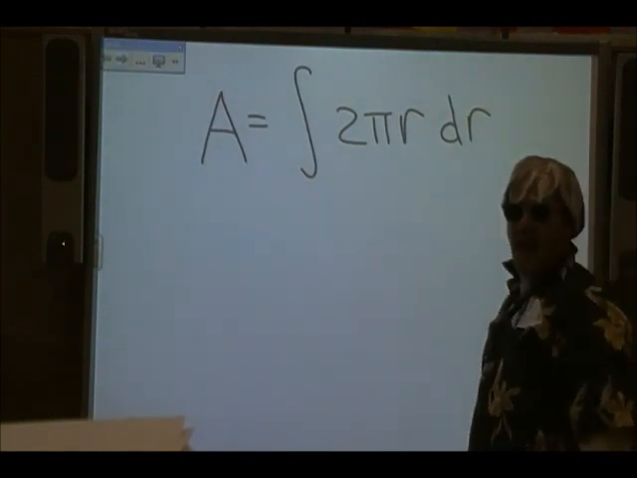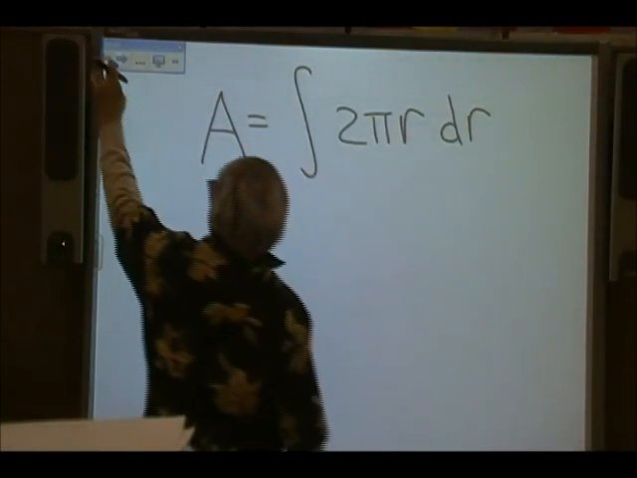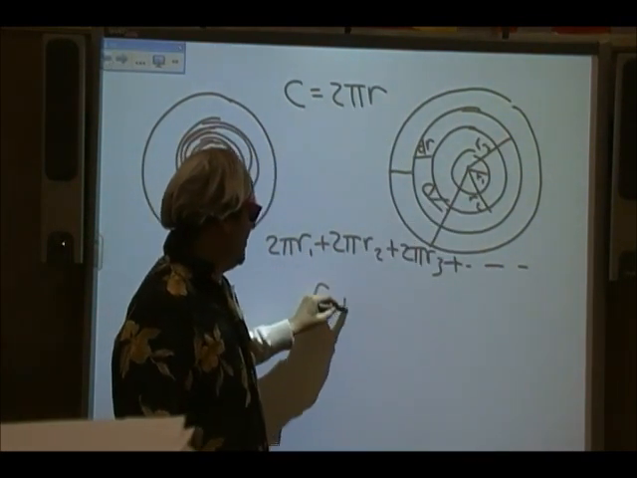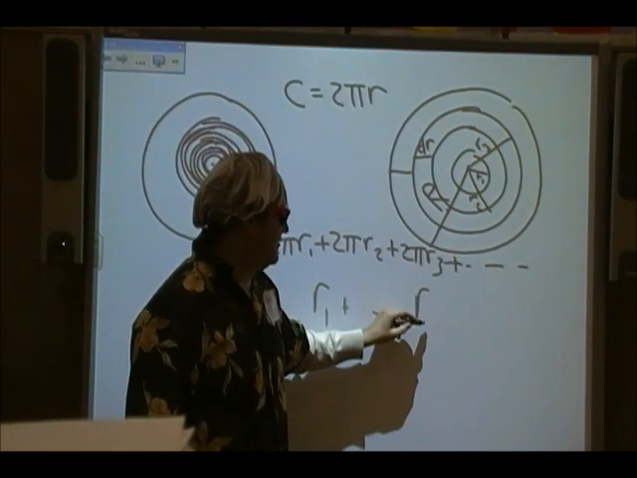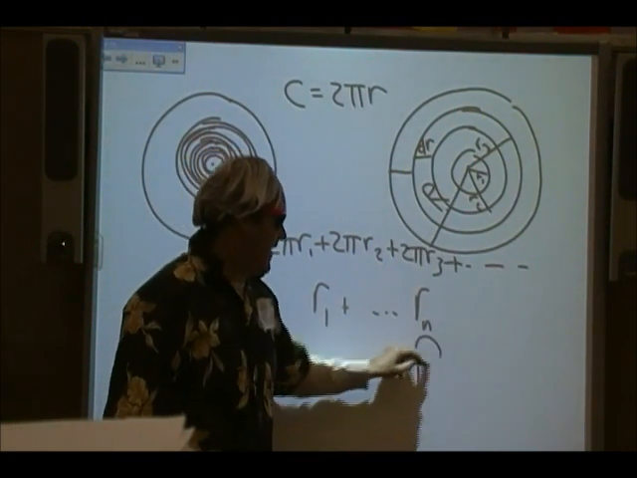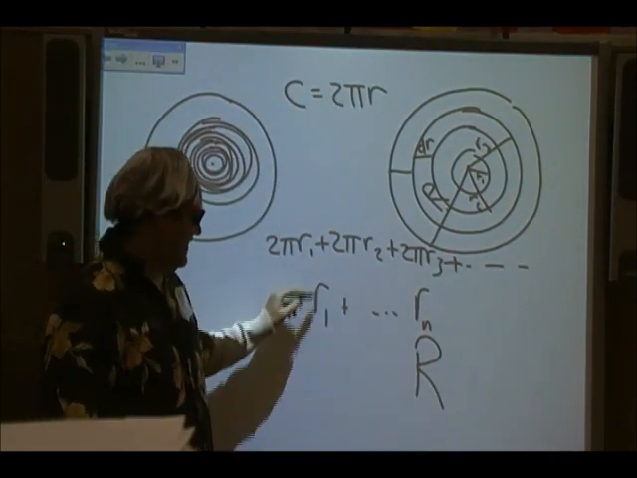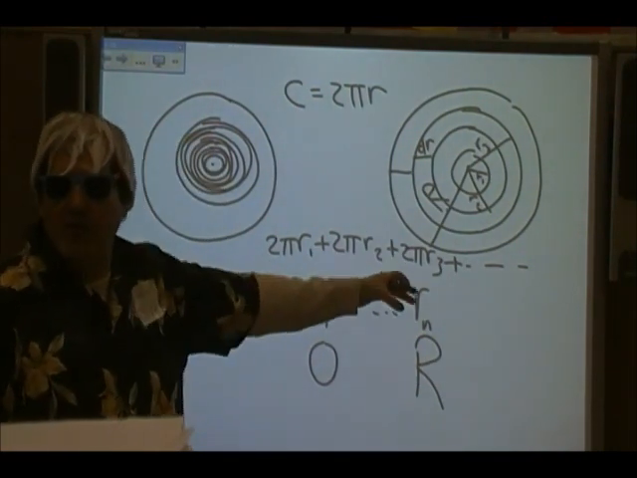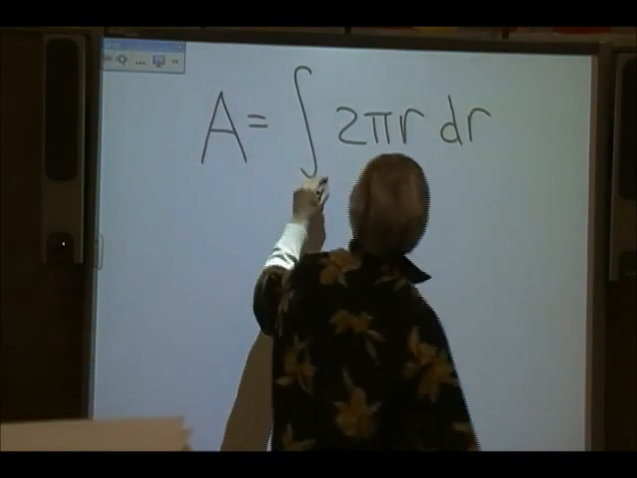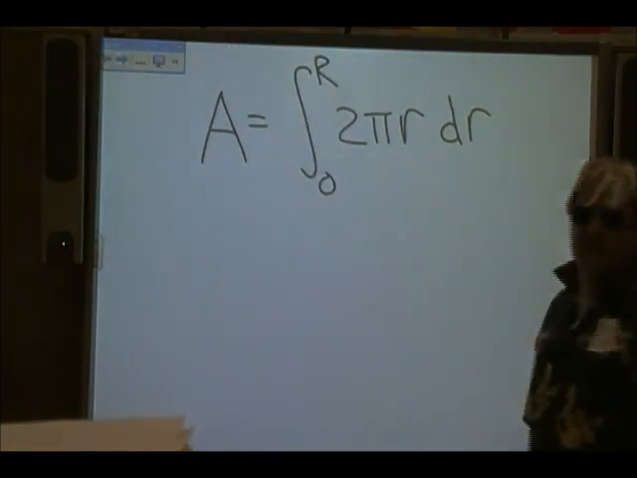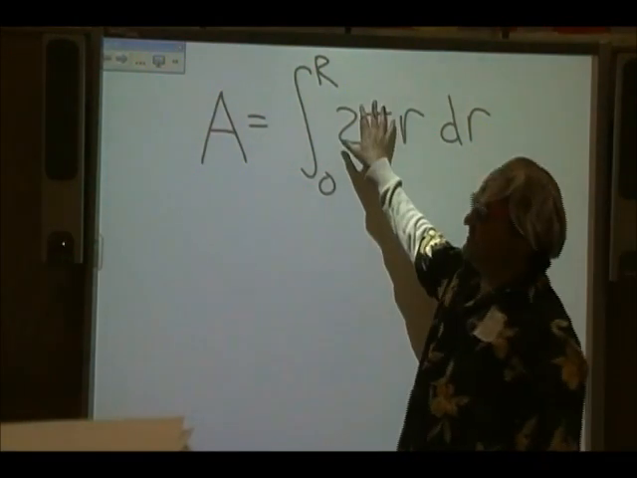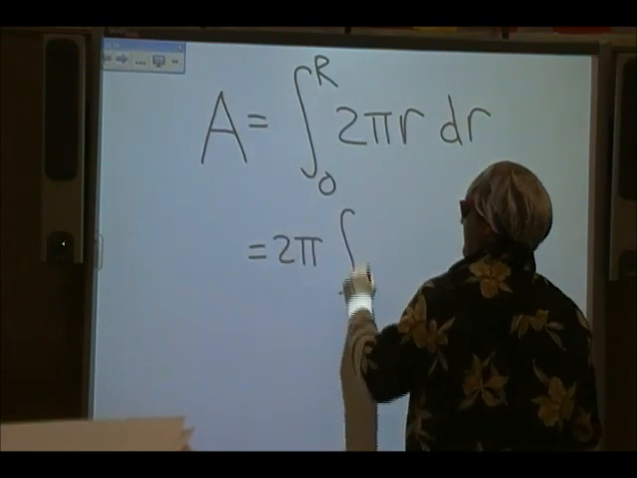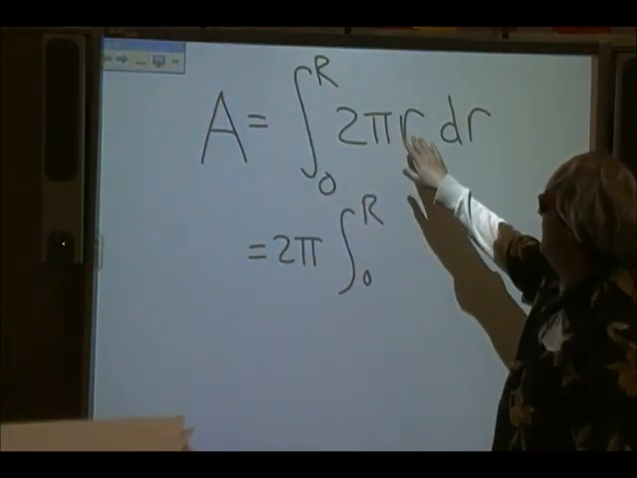dr. Now, where am I going from? I'm going from r1 all the way to rn. Let's call this big R when we finally get there, and we can call this 0. The smallest radius is 0. So we're going from 0 all the way to our R. So over here, I put 0 all the way to the R. Now this is a constant 2 pi, so I could pull it out. And I'm left with going from 0 to R of r dr.